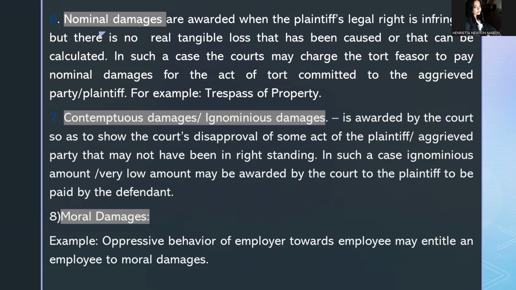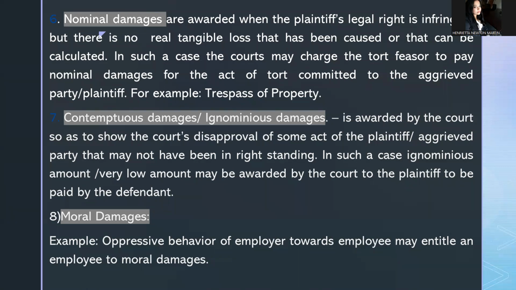So the court basically, to express its disapproval, or in the sense that it does not like the act of the plaintiff, that is the aggrieved party, the one who is affected by the tort and the one who has filed the case, just to express its disapproval, to show that you also have not been in the right standing. So in such cases, an ignominious amount, that is a very humble or very low amount, may be awarded by the court to the plaintiff to be paid by the defendant, saying that, well, you were also not right, and it's not that he was responsible for the tort, but probably his actions were not legitimate before.